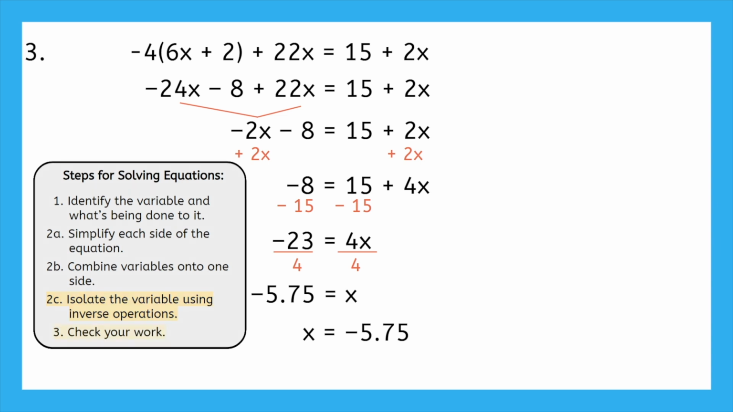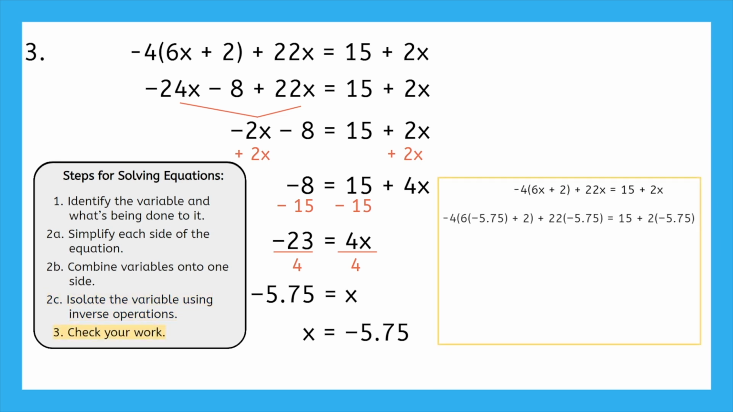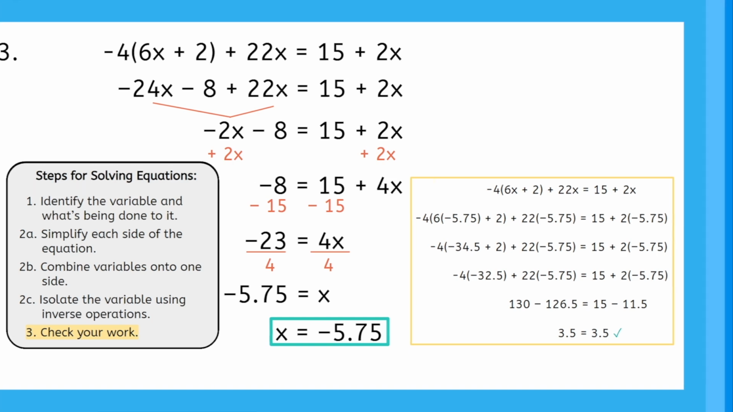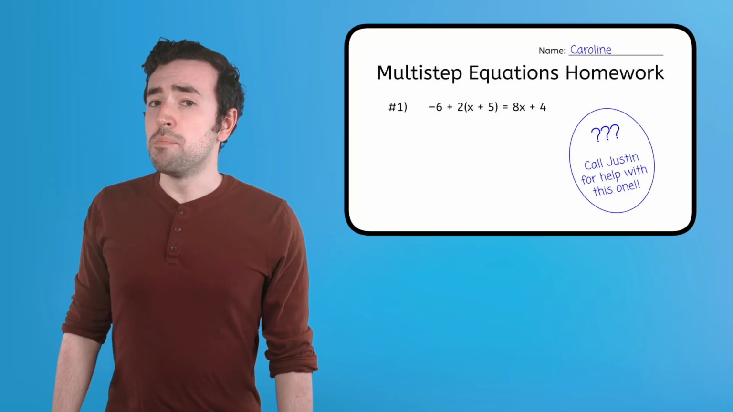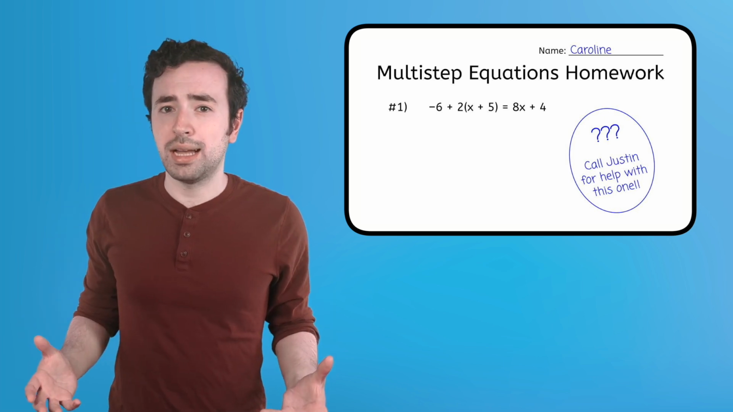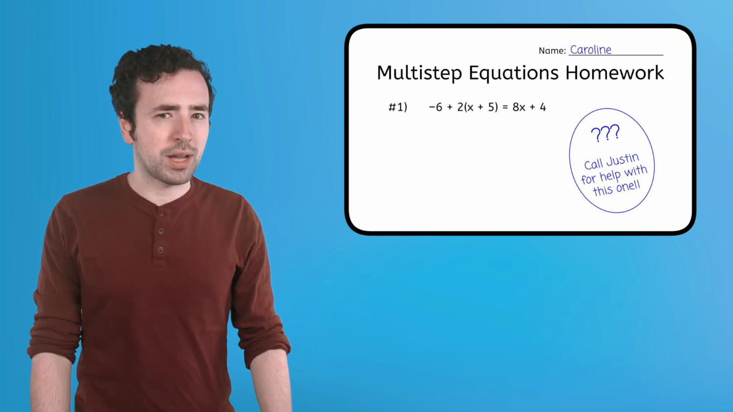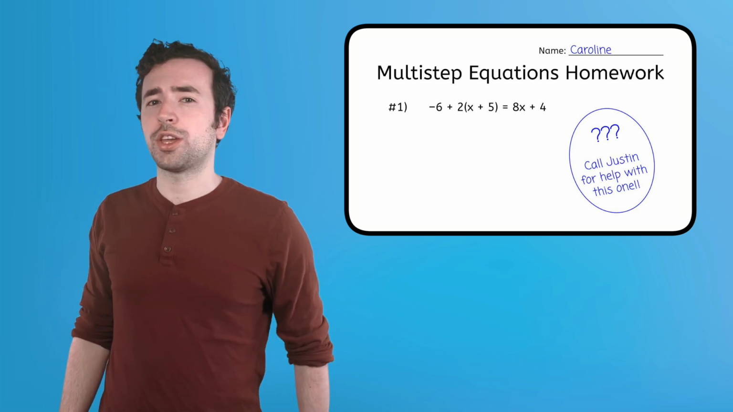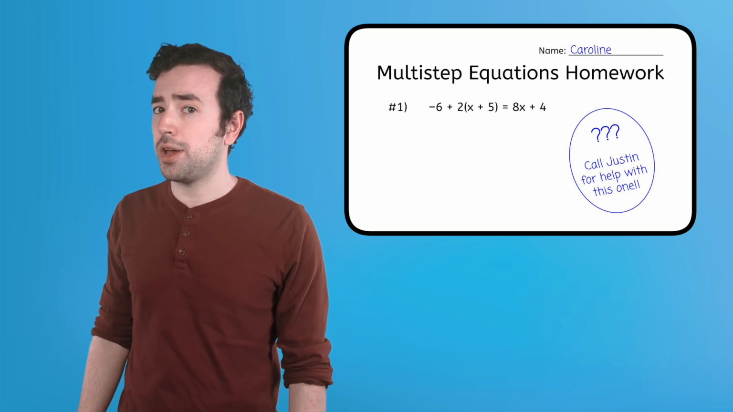Of course, you checked your work, right? Me too. I substituted negative 5.75 in place of all three x's, which resulted in 3.5 on both sides. Great job. Now that we've gone over multi-step equations with multiple variables, including variables on both sides, I want us to both try solving the equation from Caroline's homework again. Don't forget to check your work and use the checklist as you go.